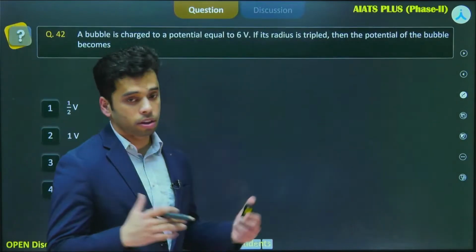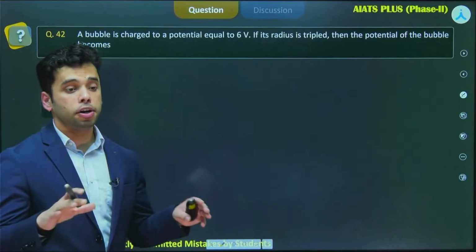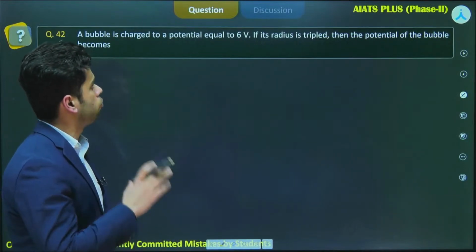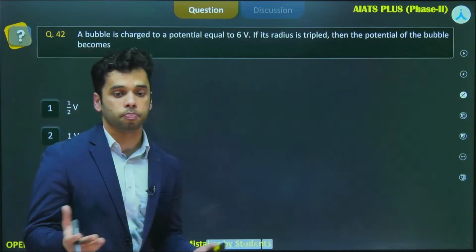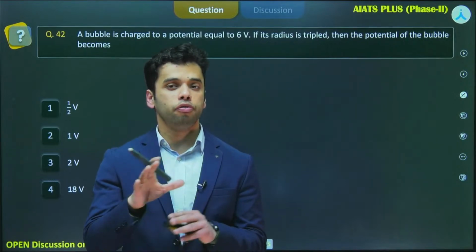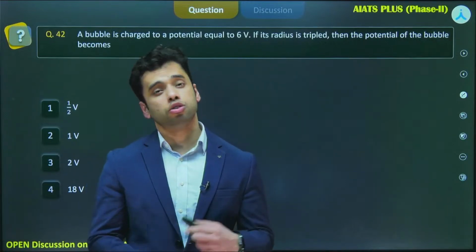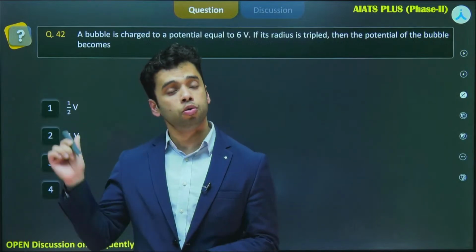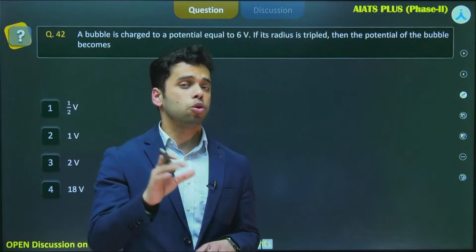There you go, problem 42 of the original paper. It says that a bubble is charged to a potential equal to 6 volt. If its radius is tripled, then the potential of the bubble becomes, okay. Simple problem. I know that you got confused with the word bubble, right? Because had it been some solid sphere or shell, you were very confident, and I am very confident you would have answered this problem, but the bubble is the problem over here, and this problem is based on the chapter of electrostatic potential and capacitance.